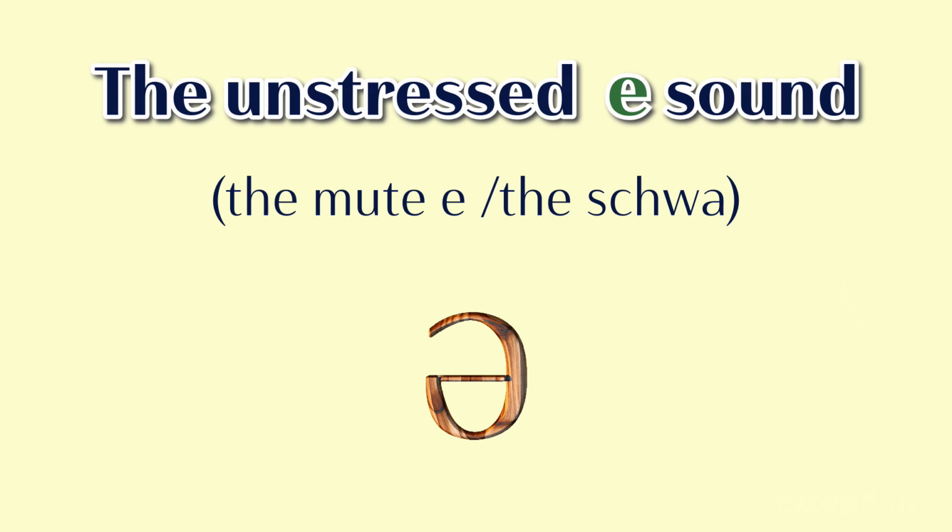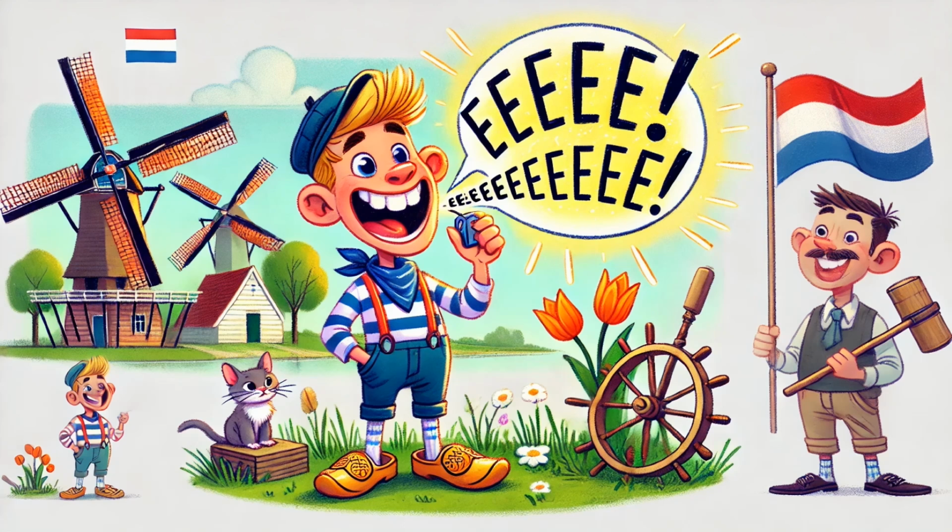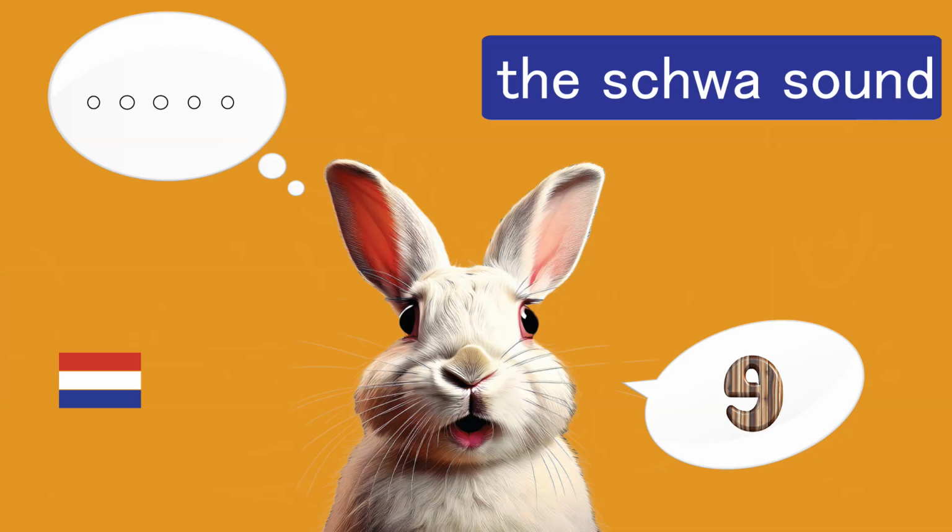Let's cover the unstressed E, the mute E, or the schwa. Basically, the mute E sound is the most common sound in Dutch. In general, this sound happens when we, the Dutch, are lost for words, are thinking, or are trying to find the right word. I think this sound is very inherent to the language and culture.